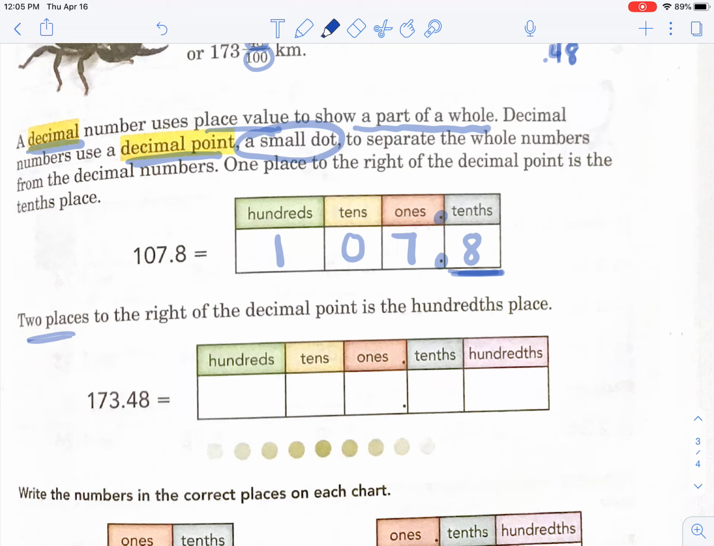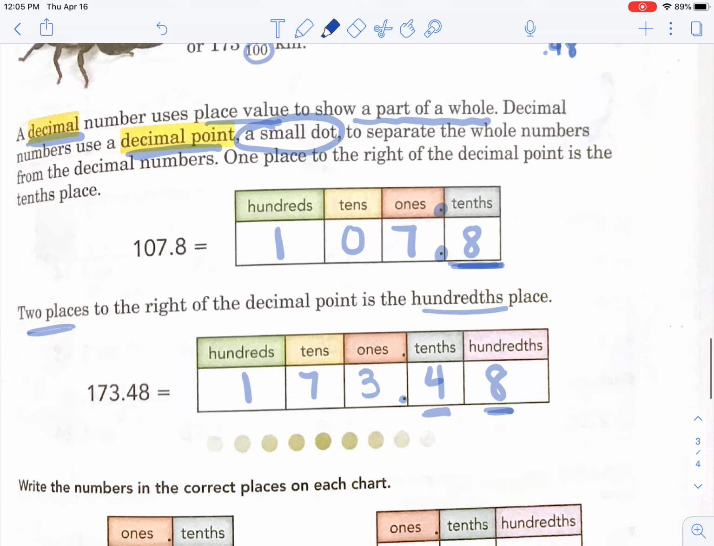Two places to the right of the decimal point is the hundredths place. This is like the pennies place. So 173.48 would be like 4 dimes and 8 pennies. Okay, that's the fraction of a whole. Here we go.